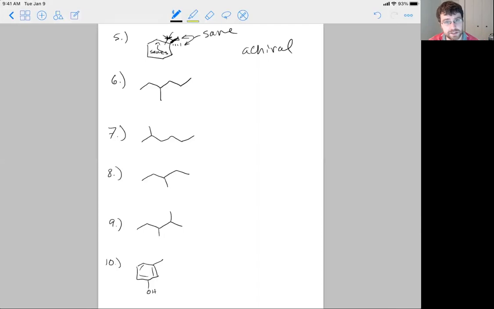Now, if you notice, for the rest of the examples, I don't have any wedges and dashes, but that's okay. We don't need to. Defining wedges and dashes clarifies a lot of things, but it's not needed to define that something is chiral or achiral in the vast majority of cases.